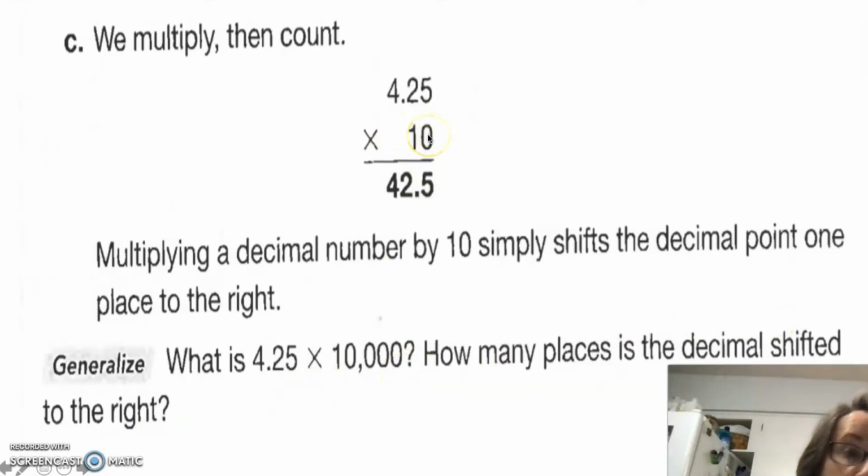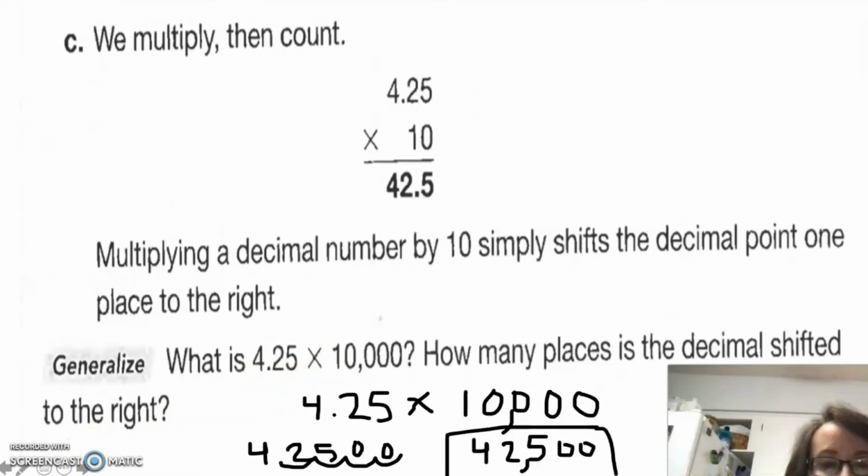If 10 shifted it 1 place to the right, we count how many zeros. 1, 2, 3, 4 zeros. So that's 10 to the 4th power, and we're going to shift the decimal 4 places to the right. You can see where I have multiplied 4.25 times 10,000. Since I have 4 places, this decimal is going to move 1, 2, 3, 4 places to the right, and I'm going to get 42,500.